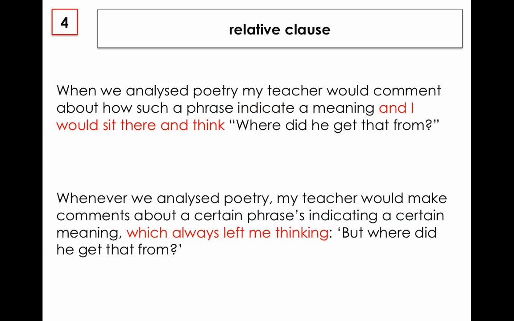And you can see that instead of using the conjunction and, with and I would sit there and think, what I've done is used a, blimey, restrictive relative clause. So you could end the sentence before that clause. Whenever we analyse poetry, my teacher would make comments about certain phrases indicating a certain meaning, full stop. But what I've got here is a relative clause which comments on what's gone before it, the thing that my teacher would do, which always left me thinking something. Okay, restrictive in the bottom sentence, a restrictive relative clause.